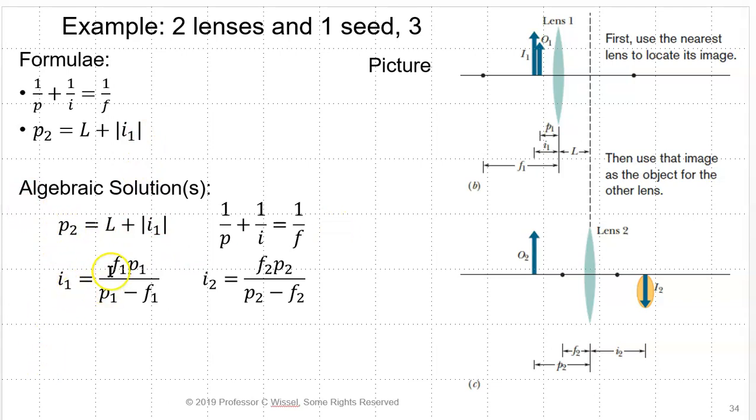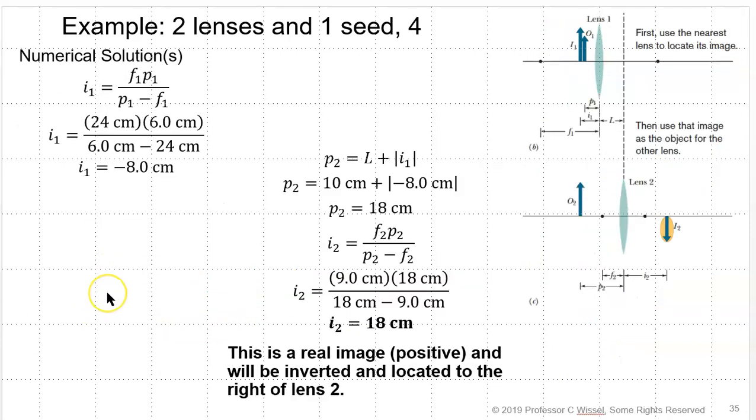Solve this. I1 equals F1 P1 over P1 minus F1. I2 equals F2 P2 over P2 minus F2. Now we can start putting the numbers in. Be careful with the units. Make sure the units are all the same so you come up with something that makes sense. And when you do this, putting in your F1 of 24 centimeters, your P1 of 6 centimeters, P1 minus F1, be careful with the negative sign here.